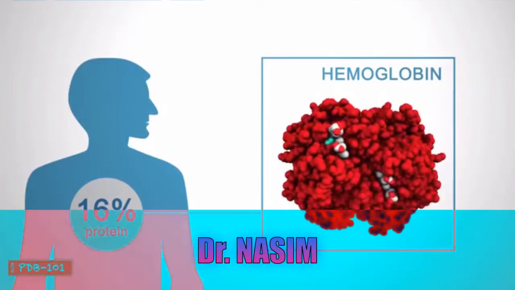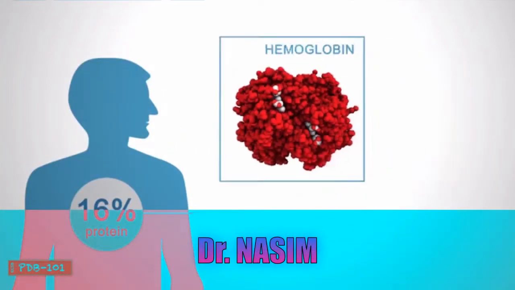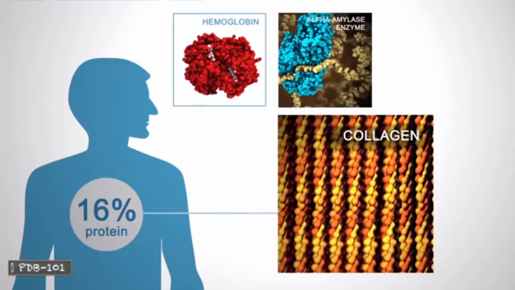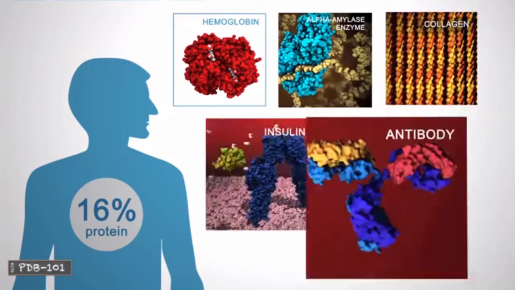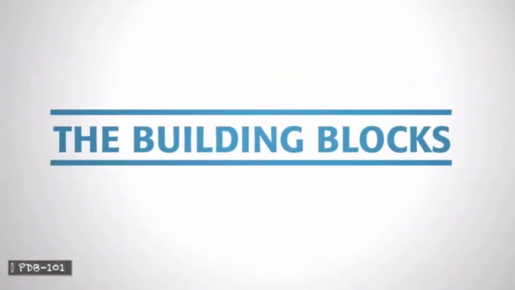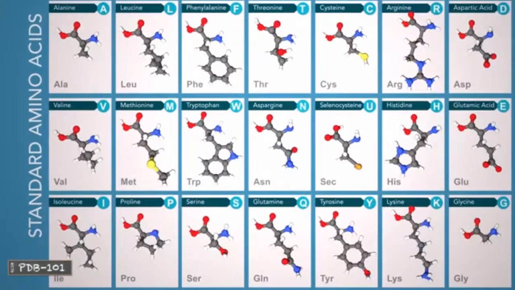Some transport nutrients throughout the body. Some help chemical reactions to happen at faster rates. Others build the structures that make up living things. Despite this wide range of functions, all proteins are made out of the same 21 building blocks, called amino acids.